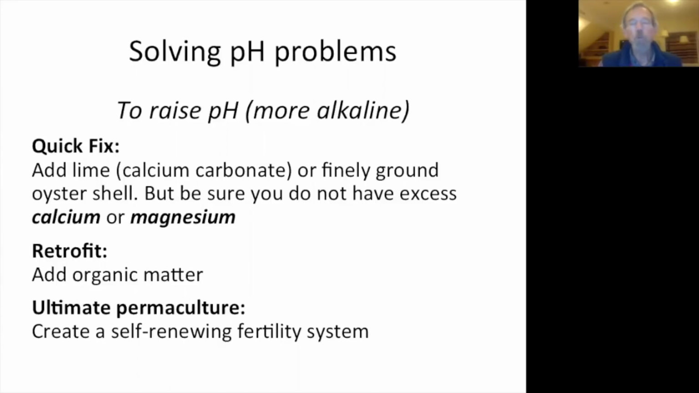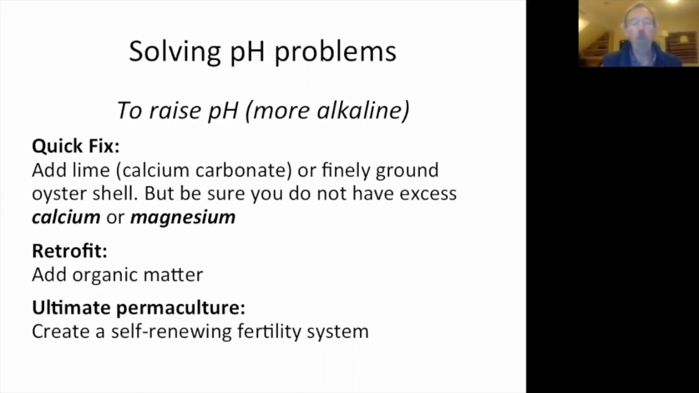And then ultimate permaculture is to create a self-renewing fertility system where the plants themselves, you've got trees and shrubs that are putting nitrogen in the soil, harvesting minerals from deep in the soil and bringing them up to the surface, recycling all the nutrients that are already present.